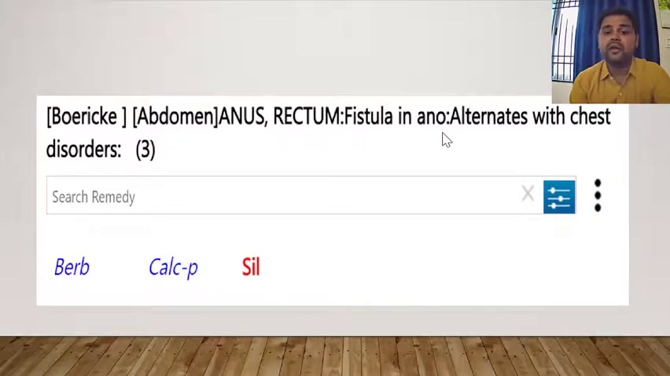Anus, rectum, fistula in ano alternating with chest disorder. So there is fistula in ano alternating with chest disorder. Only 3 remedies: Silicea, Calcarea fluorica, and Berberis vulgaris. Think of these remedies. At this depth you should know the anatomy very well.